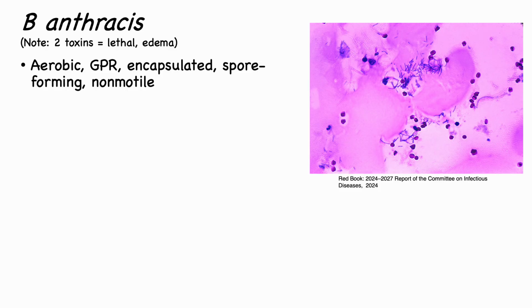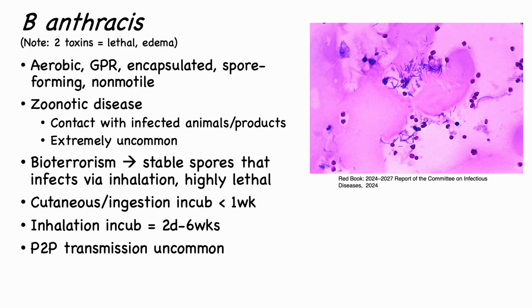Moving on to the microbiology characteristics, Bacillus anthracis is an aerobic gram-positive rod. It's spore-forming, and you can see the gram-positive rods here on the picture on the right. There are other forms of the disease, including zoonotic disease, which involves contact with infected animals or byproducts of animals. It's pretty darn rare, but it can happen.